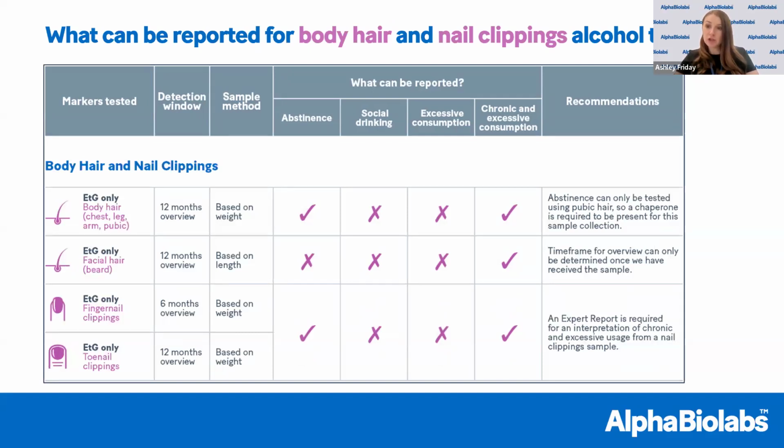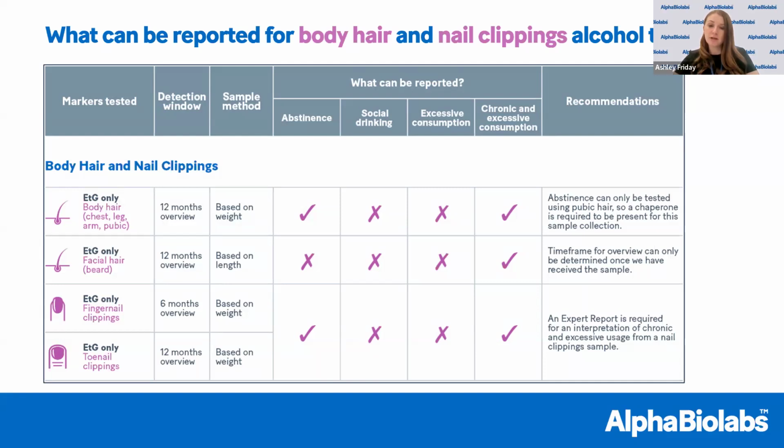We can still offer some alternatives. So if your client doesn't have head hair to provide, we can test for ETG only in body hair, fingernails, toenails, and beard hair. For the body hair sample, we can take any type apart from underarm, so we wouldn't test underarm for alcohol. And it would be looking at both abstinence and chronic and excessive consumption, depending on which one you require. For beard hair, again, it's based on the length, but could go back up to 12 months as an overview. It would just be for chronic and excessive.